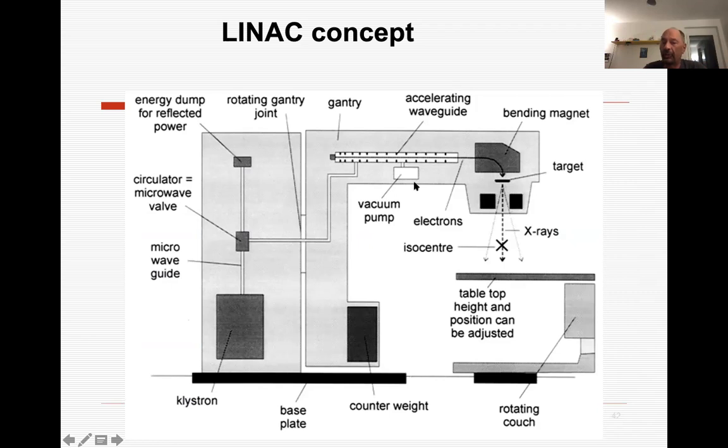So for the accelerator, of course, you need the vacuum pump to make the vacuum. The electrons are accelerated here. They are bent by a magnet here, and then they hit the target. And from here, you will have emission of X-rays towards the patient. Then you rotate the whole thing, which is heavy and massive. You have to rotate it around the patient to irradiate from different angles.